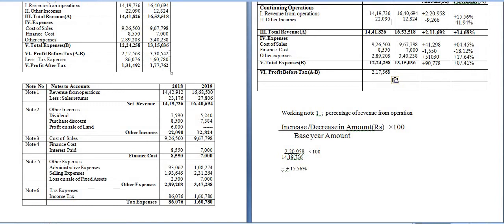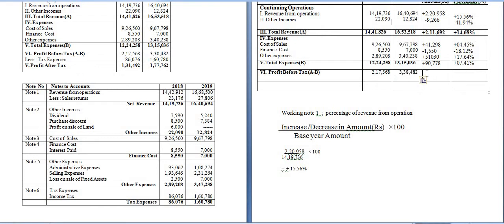Here a little correction is there. Small correction. 3,38,482. So write here.